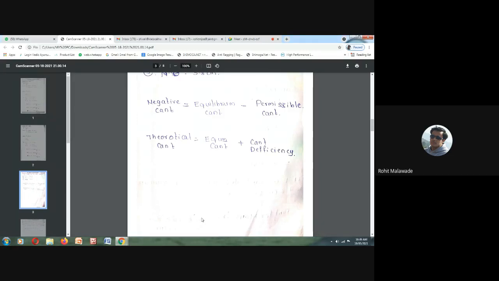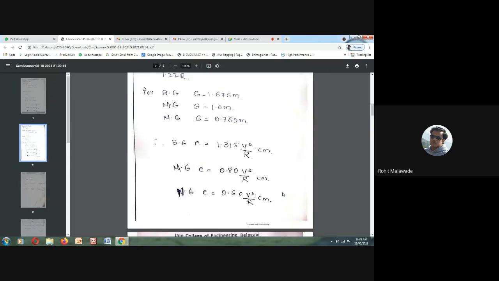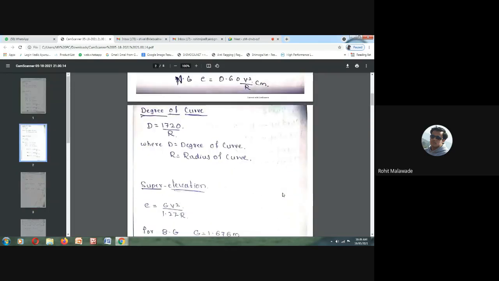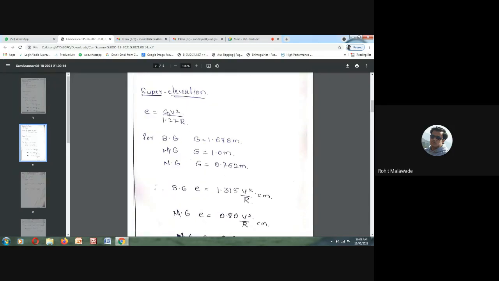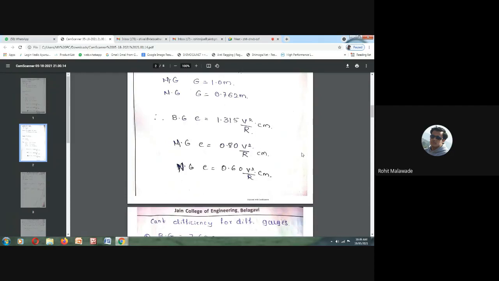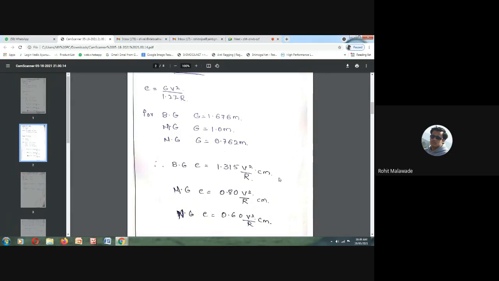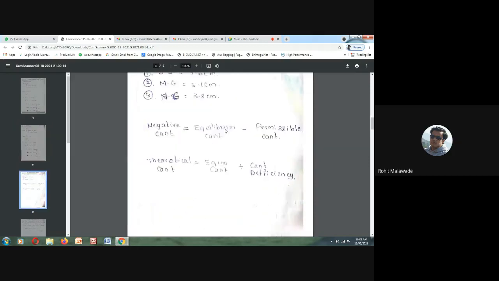So these are the basics that are required in order to solve the problems, and you need to remember these formulas. E is equal to GV square divided by 1.27 R. If you remember this and you know the gauge value, then it is more than enough. You need not remember all these values like 1.315, but if you want to, you can. The basic formula to calculate the super elevation is E is equal to GV square divided by 1.27 R.